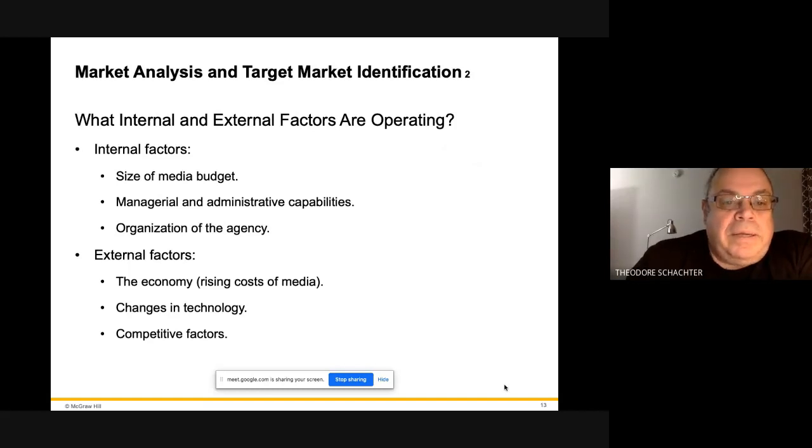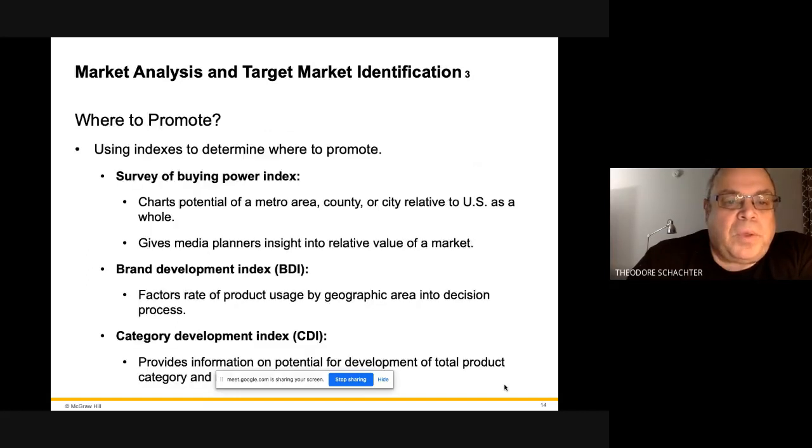We can look at internal factors and stuff. This doesn't belong in this place, but okay.